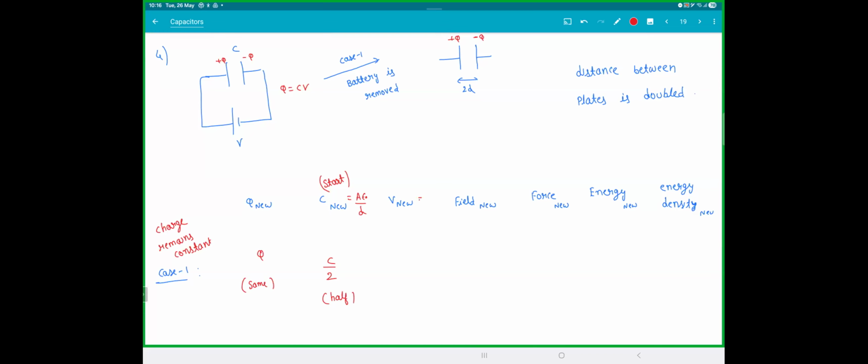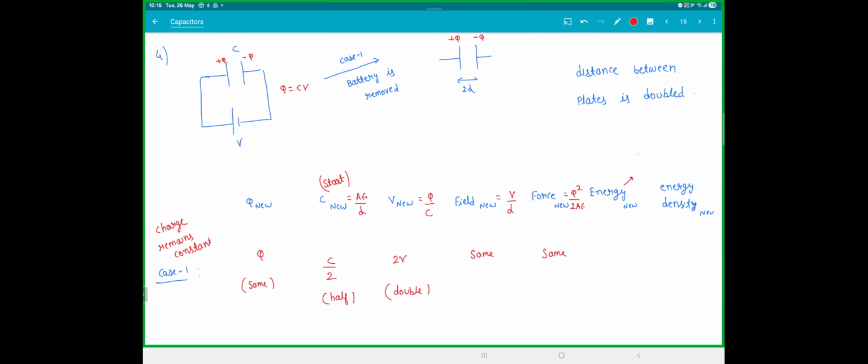What is the voltage? Q/C. Q remained the same, but capacitance became half, so voltage becomes double. Field is voltage by distance. Voltage became double, distance also became double, so this remains same. Force is Q²/2Aε. Q didn't change, A didn't change, so same.